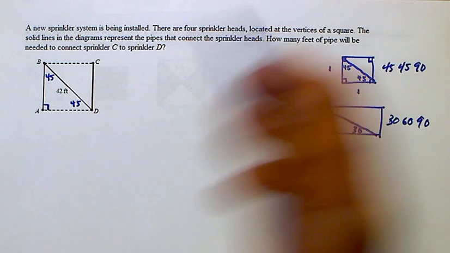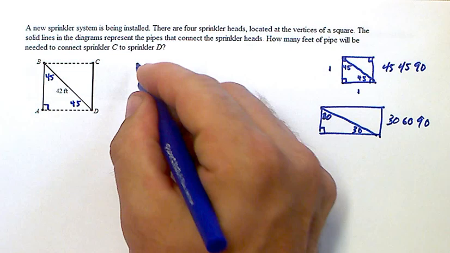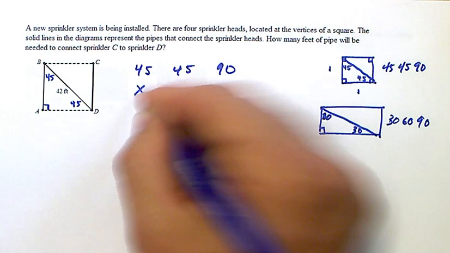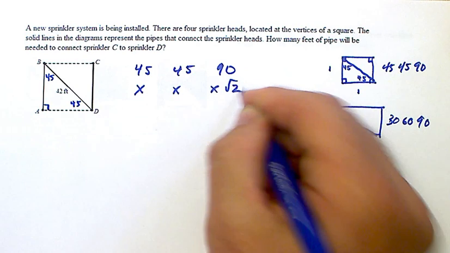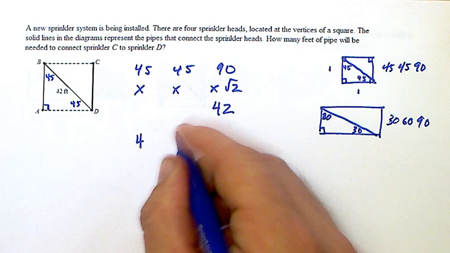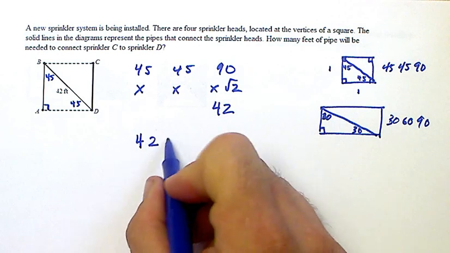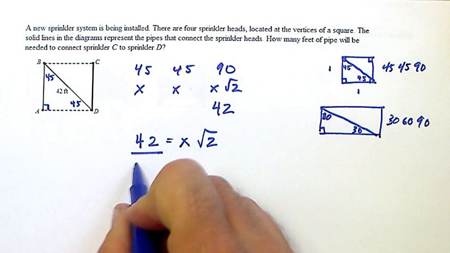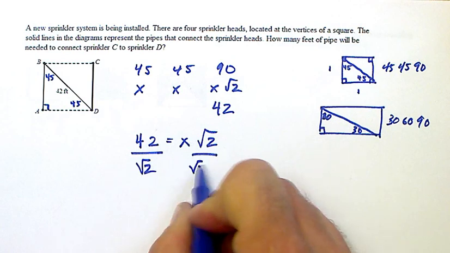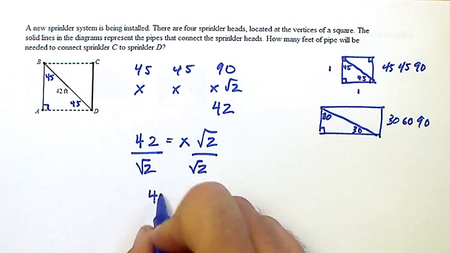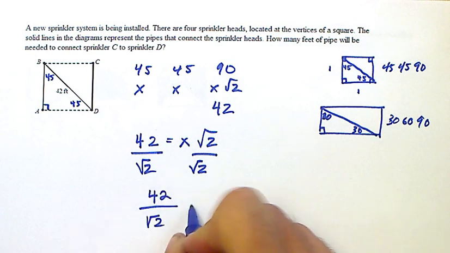Here we're working with 45-45-90, ratio x, x, x square root of 2. They're giving us the side opposite 90. We know 42 is equal to x square root of 2, so divide by square root of 2. 42 divided by square root of 2, we have to conjugate.